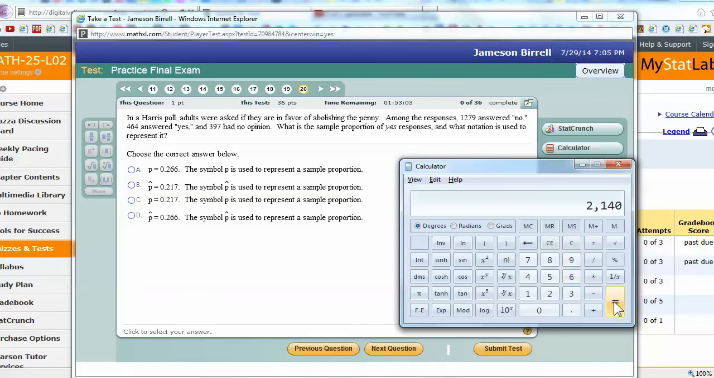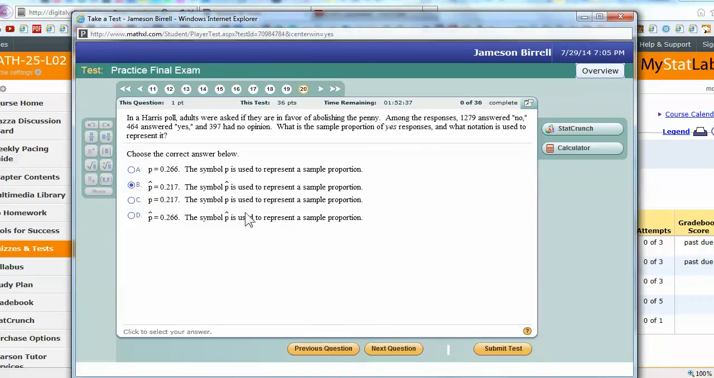I mean, it's 2140. So 2140 is the n value. So x over n gives us our sample proportion, and it would be, if we're rounding, 0.217, which is right here. The symbol p hat is used to represent sample proportions. There we are, B.